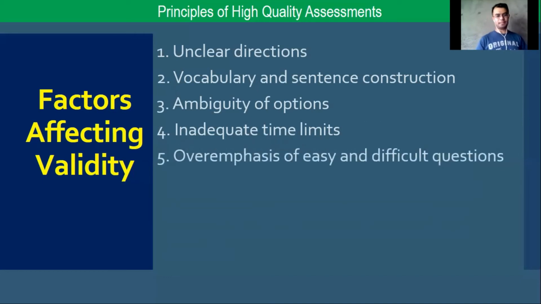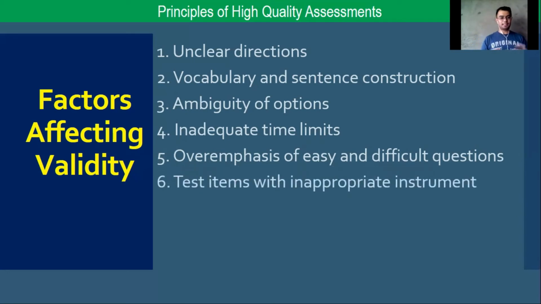Number 5, overemphasis of easy and difficult questions. Do not give all easy items and do not give all difficult items. I will recommend that you build up difficulty. You start from easy, you move to moderate, and lastly, you have the difficult questions. I will also recommend that please do not put item number 1 as a very difficult question because they will not enjoy answering the rest of the items. But if you begin number 1 as easy, they will enjoy answering the rest of the items.